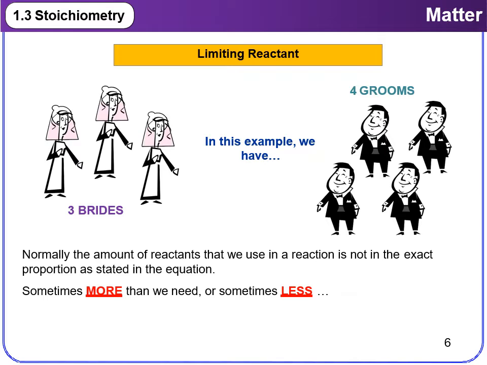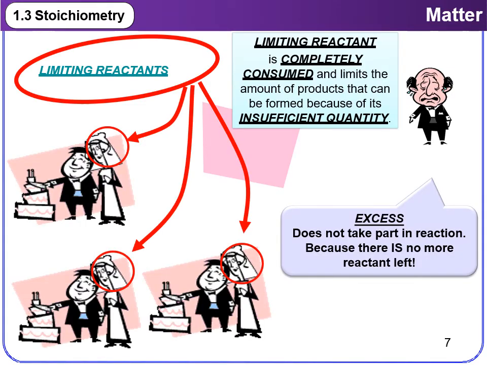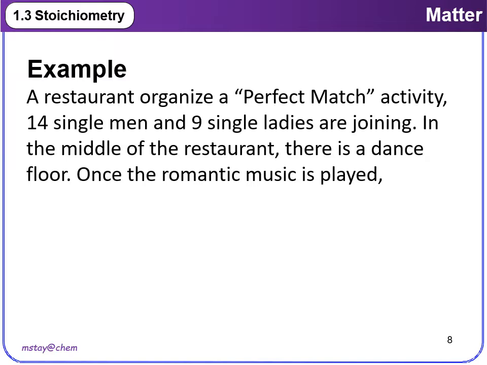Now we have 3 brides and 4 grooms. Who is limiting and who is in excess? Yes, bride is the limiting while groom is in excess. The pattern of this example is quite similar to what you are going to solve in the tutorial question. Okay, but this example is still a very daily life context.